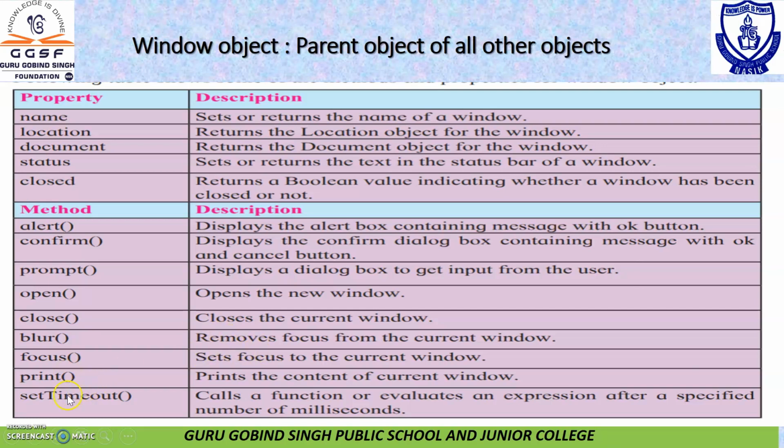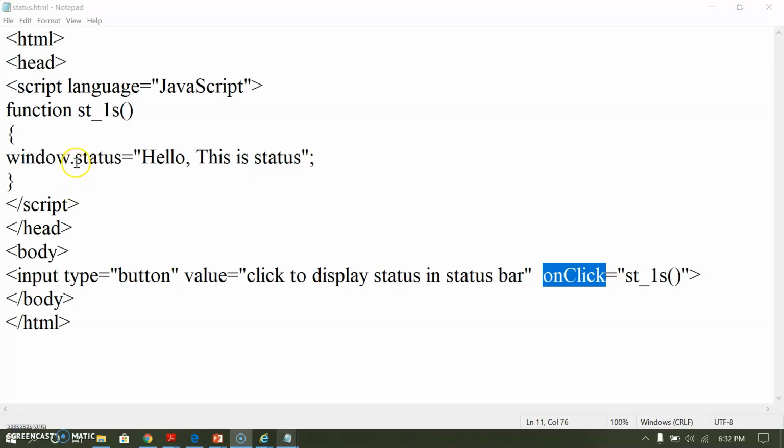So let us see an example of coding based on some of the properties of the window object. Here I have used the status property of the window object. As we have seen in that table of properties and methods, one of the properties of the window object is status. It is a property, not a method, so no round bracket is there, but we are setting that status in one function. It is a user defined function, not a built-in method of the window object.